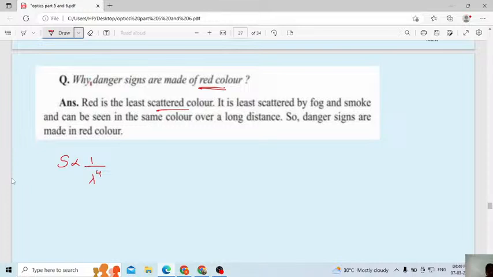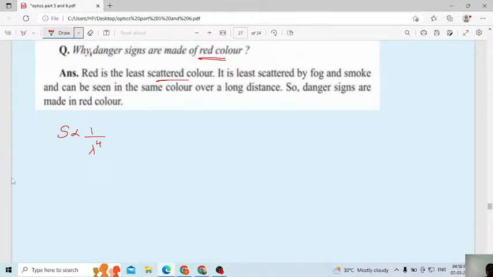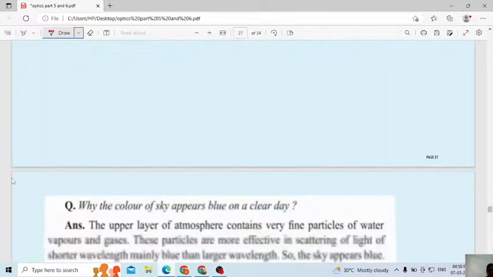This one you can observe, those who are on a railway track or any region, you can observe. Normally they will use the red color. Even if you are far from that station, the red color you can observe. Even from a longer distance also, you can observe the red color, because the scattering of red color will be less.